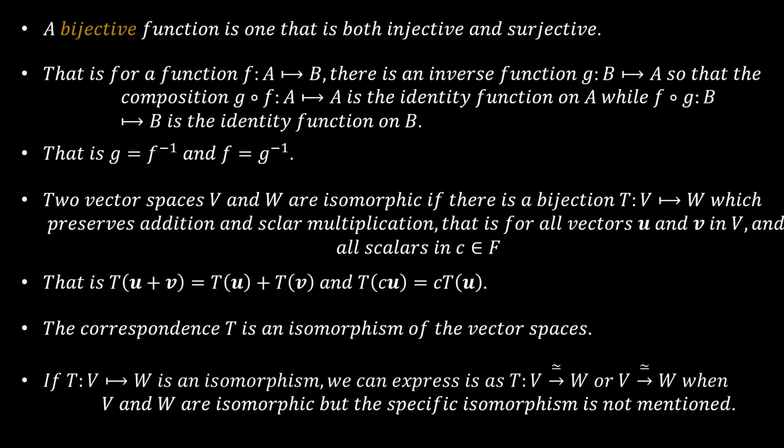Then if T is a mapping from vector space V to vector space W and is an isomorphism, we can express it in this format where we have an arrow and then this sign on top. Or if T is not specifically mentioned, then we could just say V arrow, and then the same expression above, into W. Okay, so that's a quick run through that.